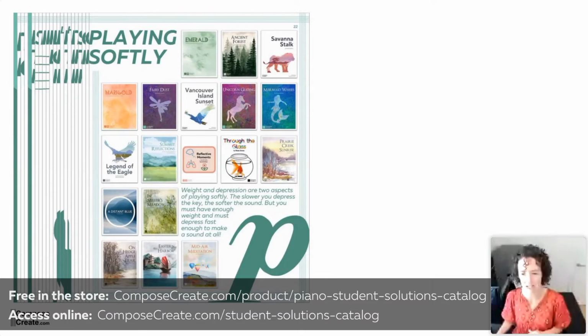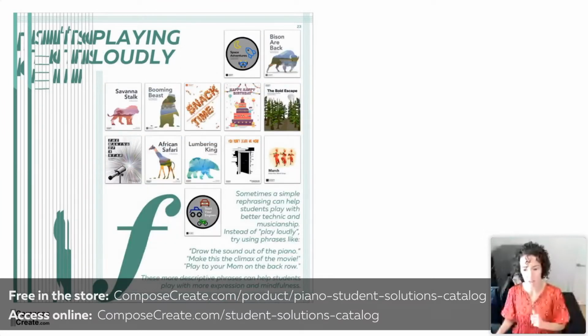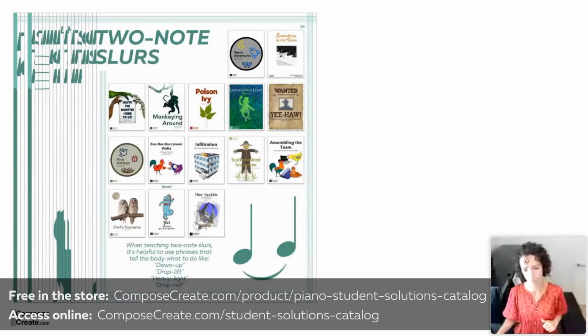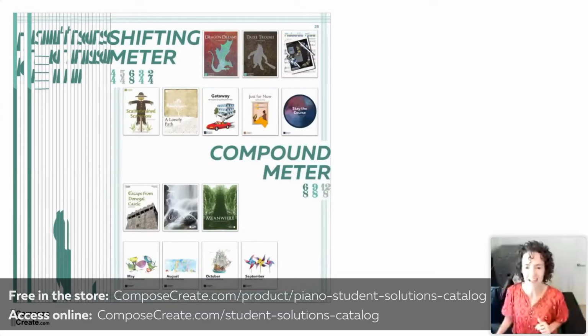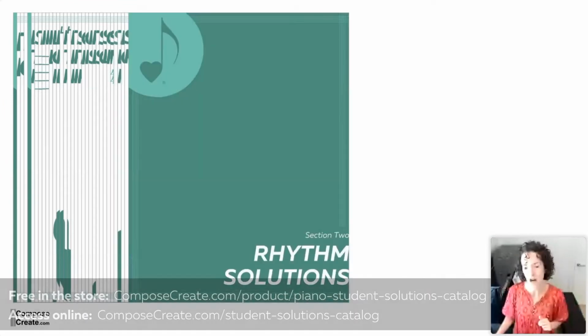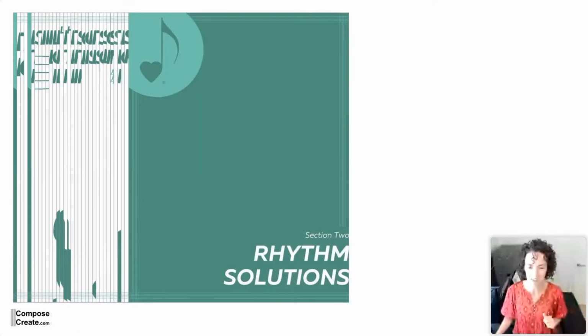Students who have trouble playing softly, there are some soft pieces for them. Playing loudly. In addition, there's some insight. Sometimes it's a musical tip that's on the page. Sometimes it's an insight into why students have difficulty, which really helps us be more patient and kind, and really even helps our own creativity in figuring out how to help them better. 2-note slurs, observing rests, shifting meter, and then compound meter. So super excited about that section.